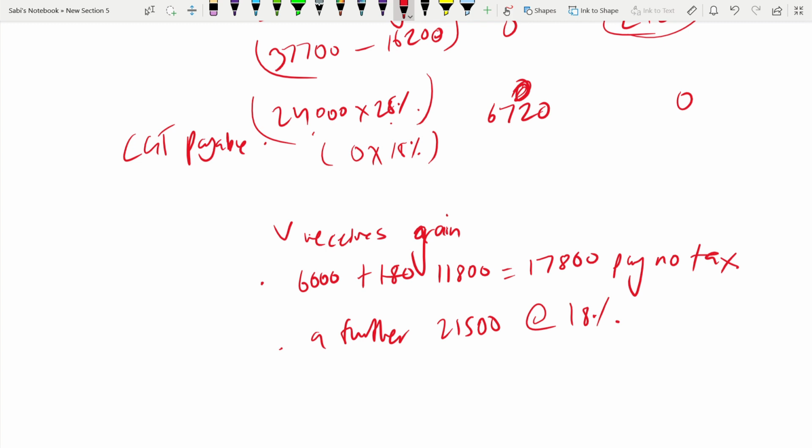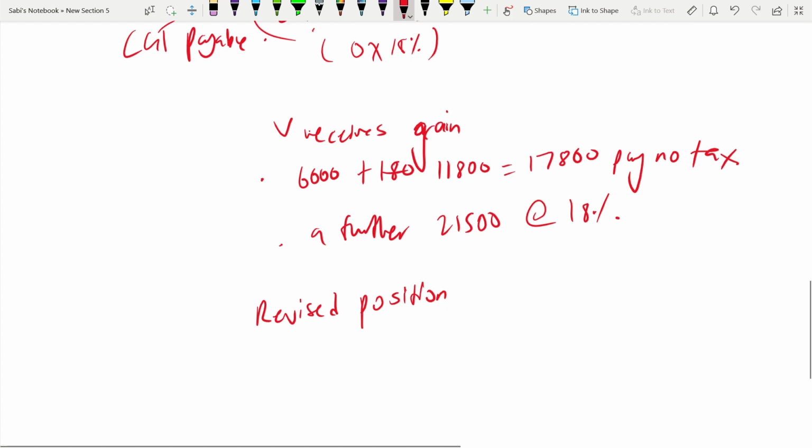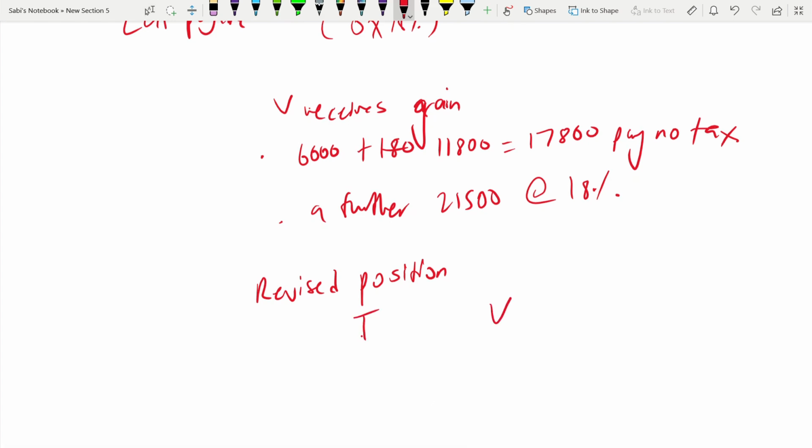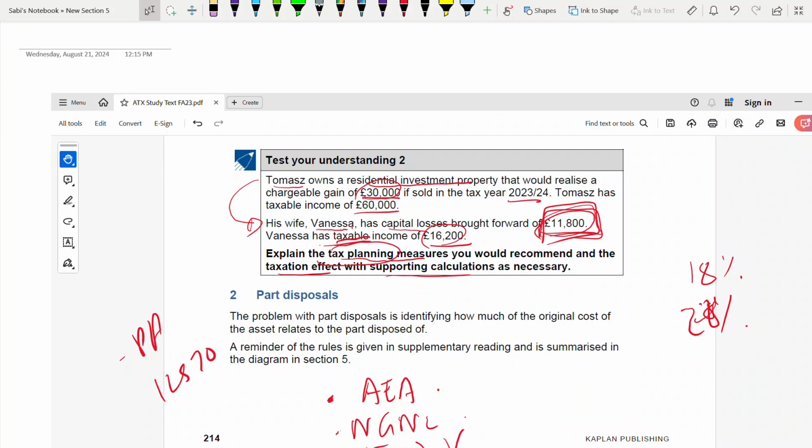Now we'll revise the position. Remember, we did the revised position. Now T to V, chargeable gain. How much should be the chargeable gain? How much should T transfer to V? Do we know that? How much gain? This is very important. How much gain is he making? 30,000.